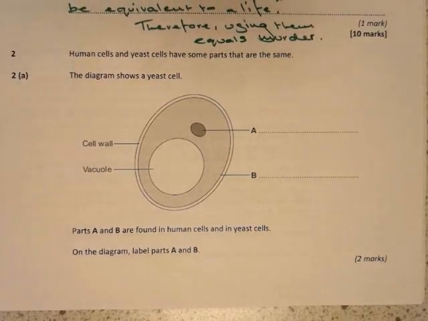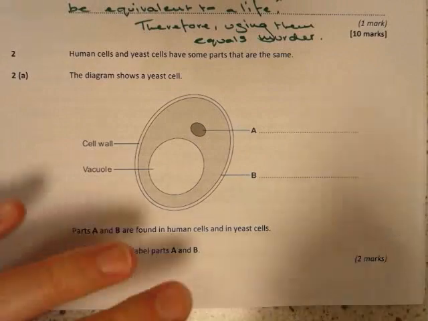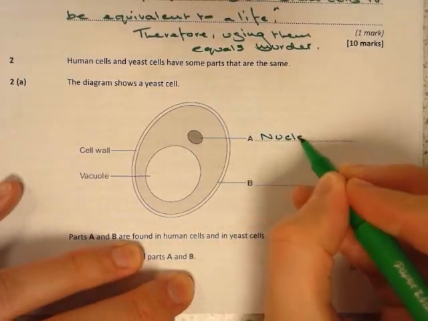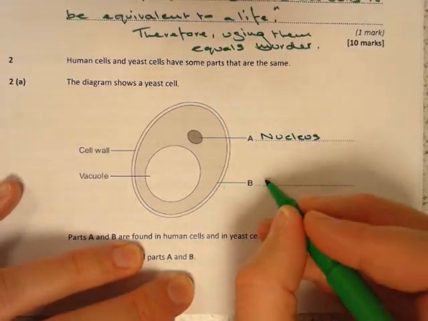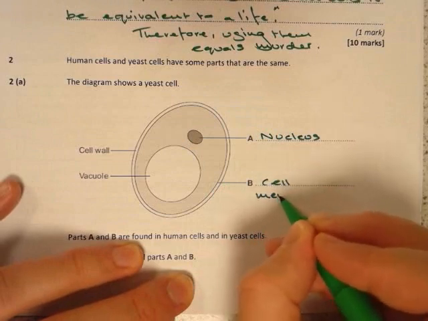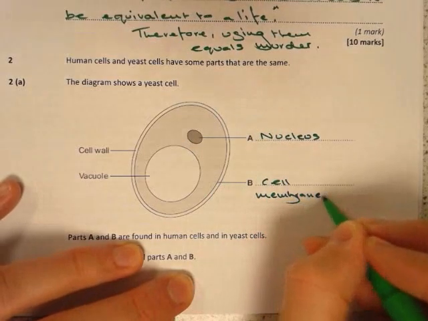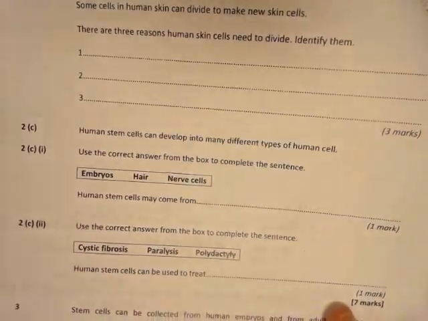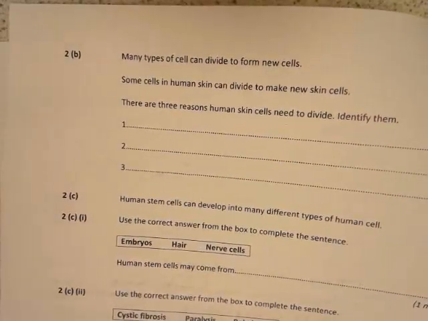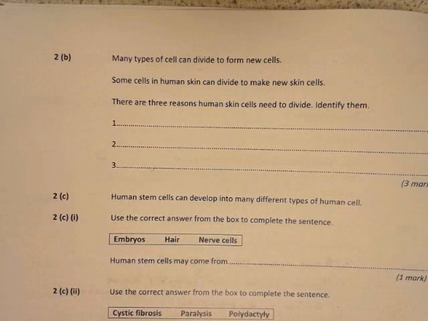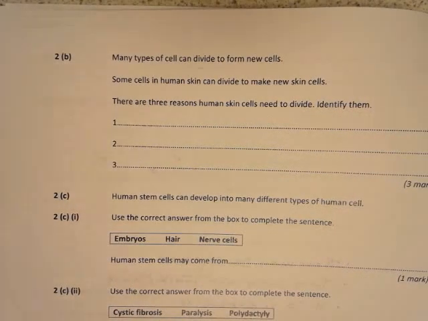So this should be pretty straightforward. This is the nucleus, and then this would be a cell membrane. Turn it over. So many types of cell can divide to form new cells. Some cells in human skin can divide to make new skin cells. There are 3 reasons human skin cells need to divide. You need to identify them. So here there are 3 reasons why we need new cells.